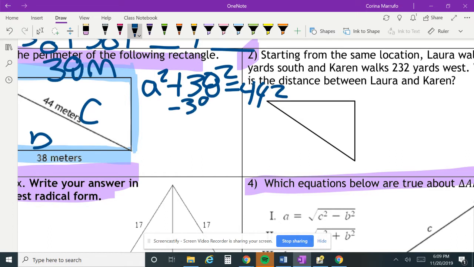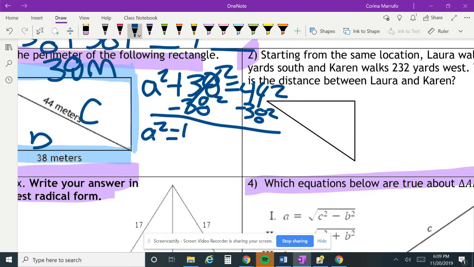We are going to subtract the 38 squared, and what we do to one side, we have to do to the other side. So minus 38 squared, and these cancel out. We're left with a squared equals 44 squared minus 38 squared, which is going to give us, let's see, 492. Then we try to take the square root of 492 and see what it gives us. It gives us 22 point something.